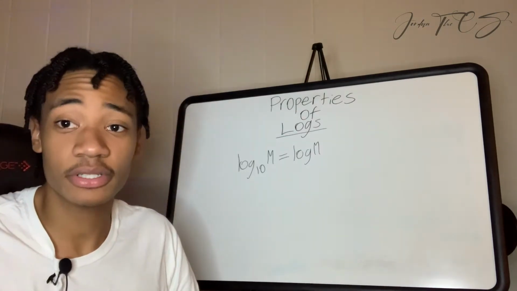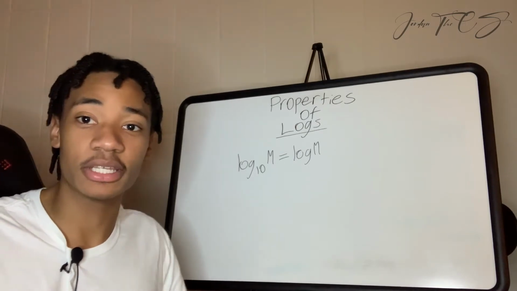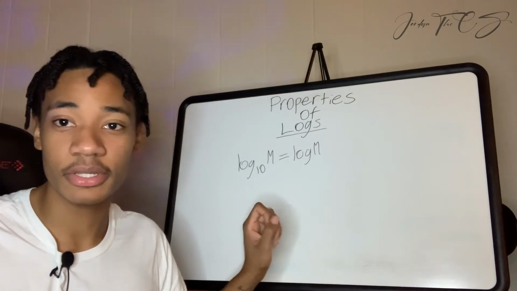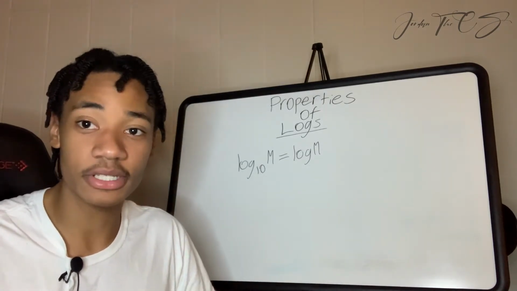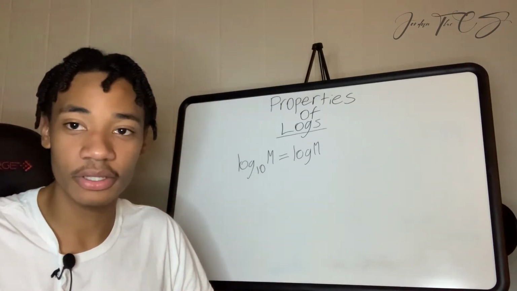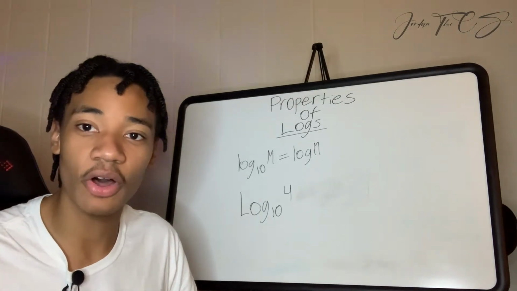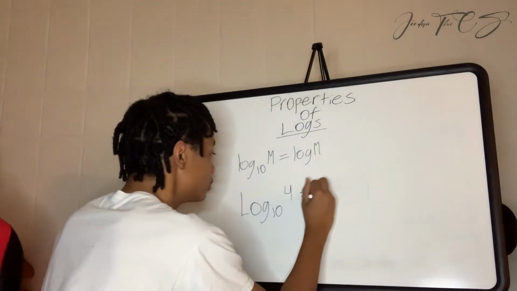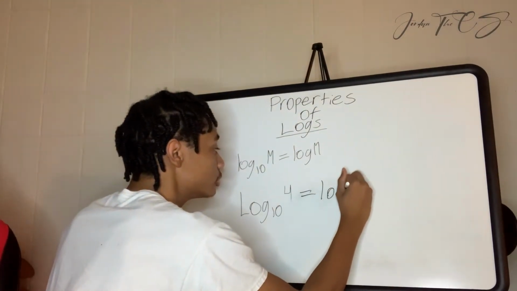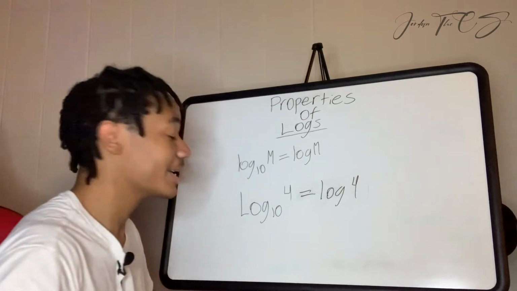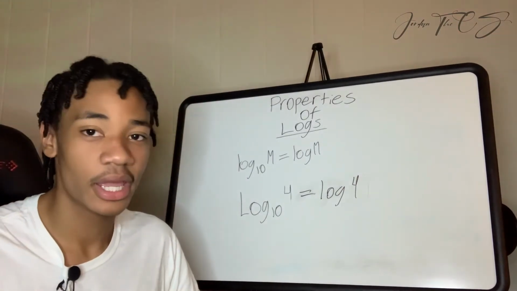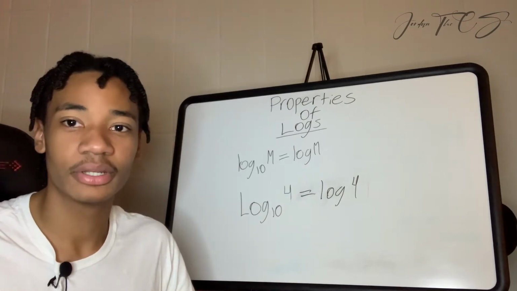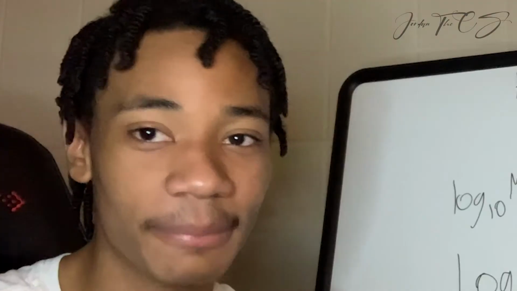Okay, so the first property that I'm going to teach you guys is log base 10 of m equals log m. So basically, anytime there's no base in the log, it's going to equal 10. So let's say you have log base 10 of 4. That is going to actually equal log of 4. It's the same thing. And log of 4 actually equals a number, but I believe I need my calculator for it. I'm not 100% sure. I'm not good at math.